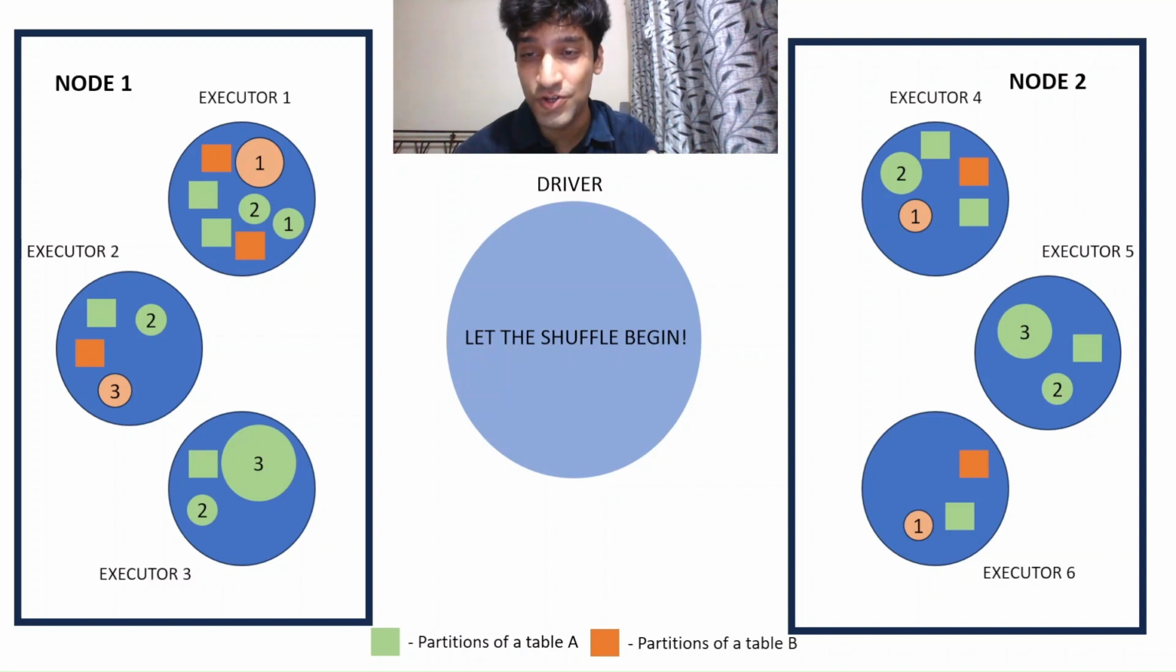The other thing which you might notice is the size of the circles. The bigger the size, the more records it has for that value. Just like in executor 3, it has a lot of records having value 3.